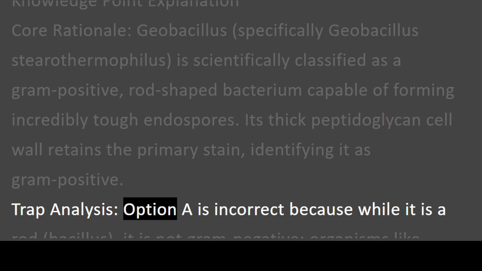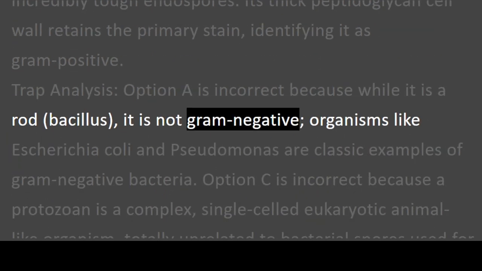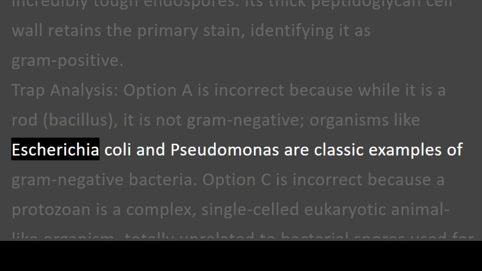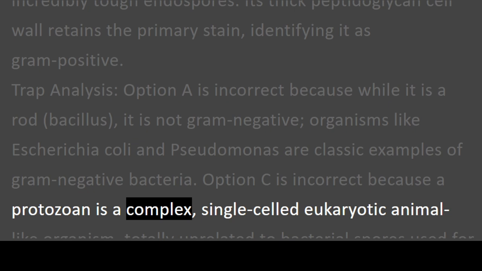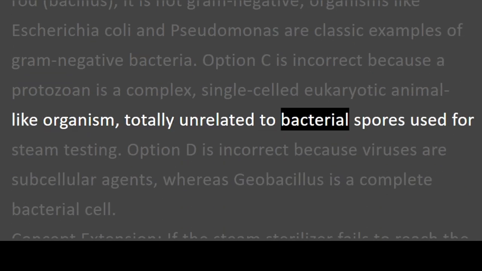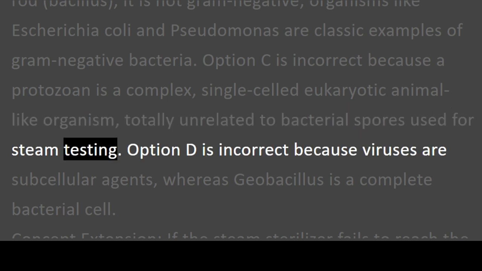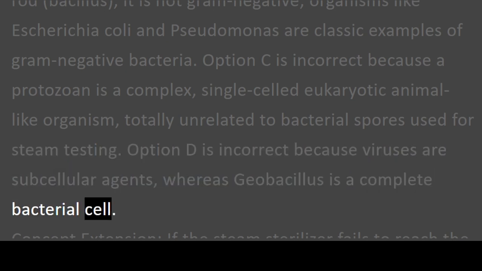Trap analysis. Option A is incorrect because while it is a rod, a bacillus, it is not gram-negative. Organisms like Escherichia coli and Pseudomonas are classic examples of gram-negative bacteria. Option C is incorrect because a protozoan is a complex, single-celled eukaryotic animal-like organism, totally unrelated to bacterial spores used for steam testing. Option D is incorrect because viruses are subcellular agents, whereas Geobacillus is a complete bacterial cell.